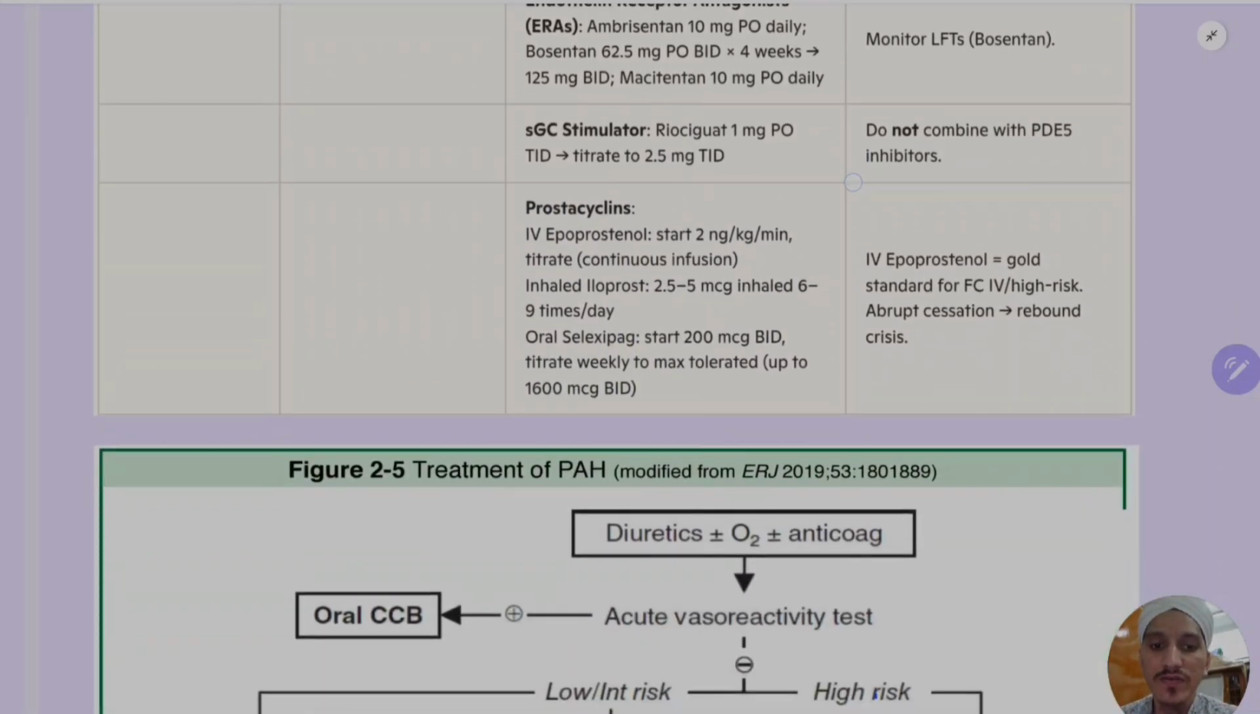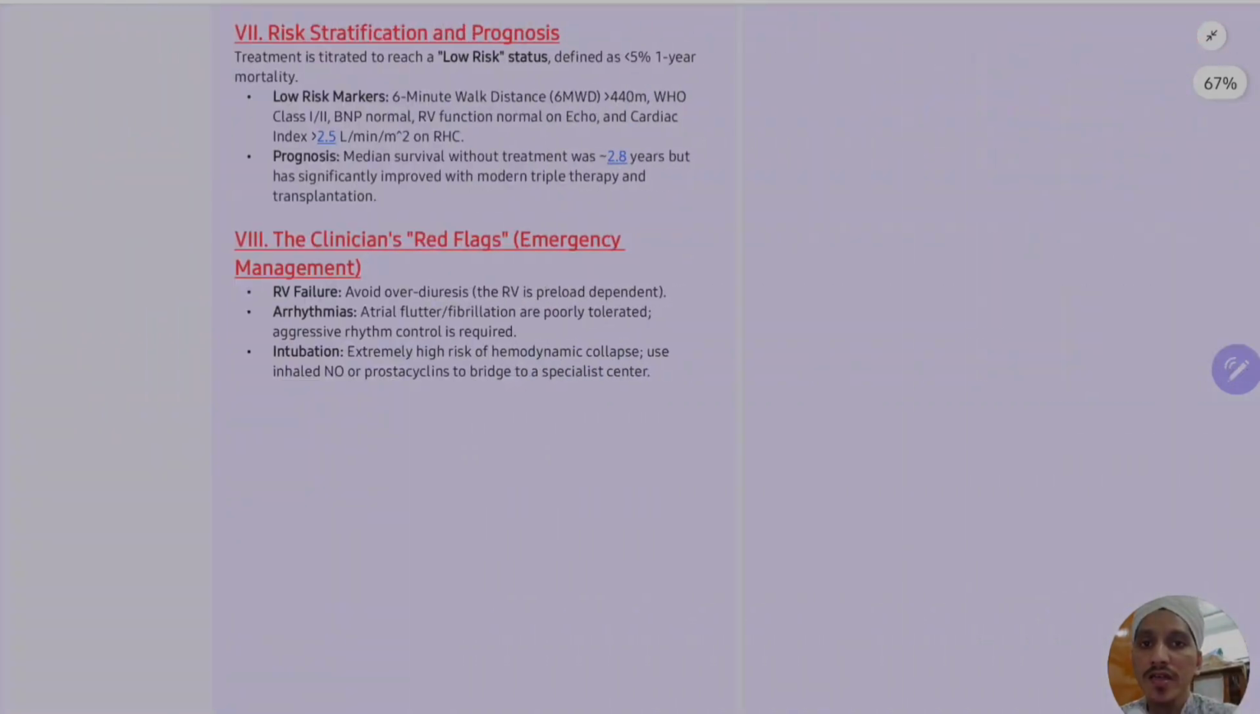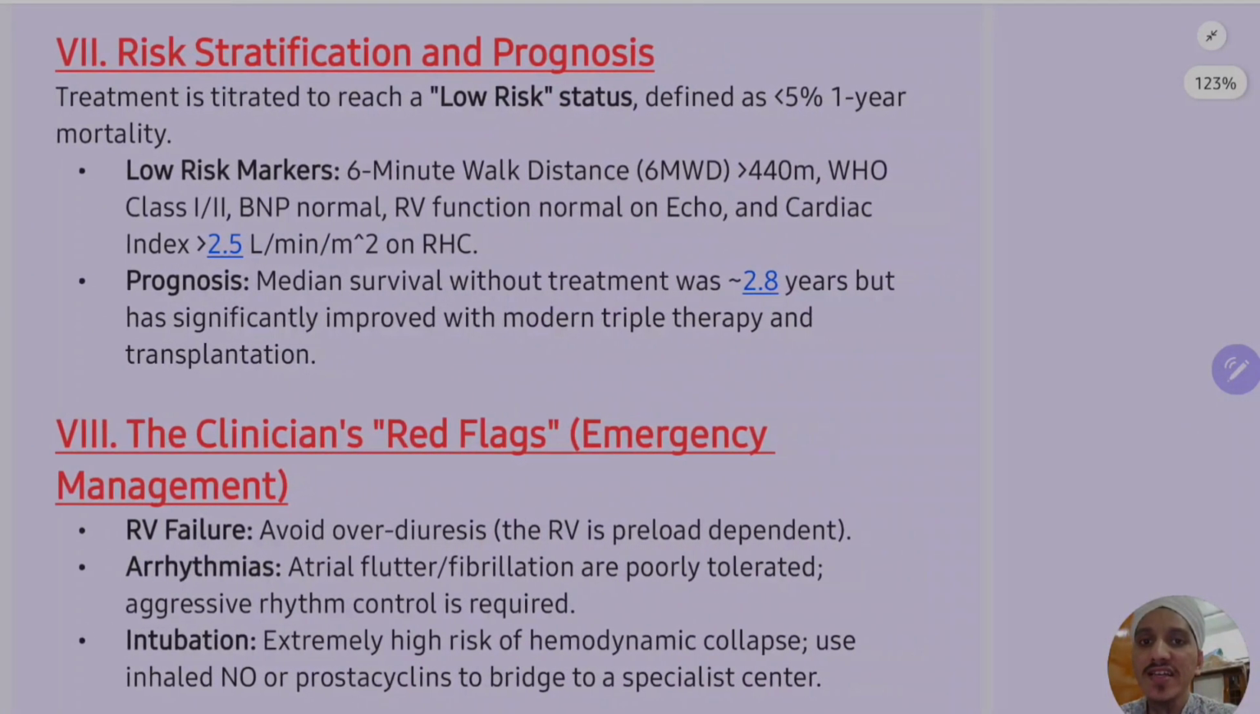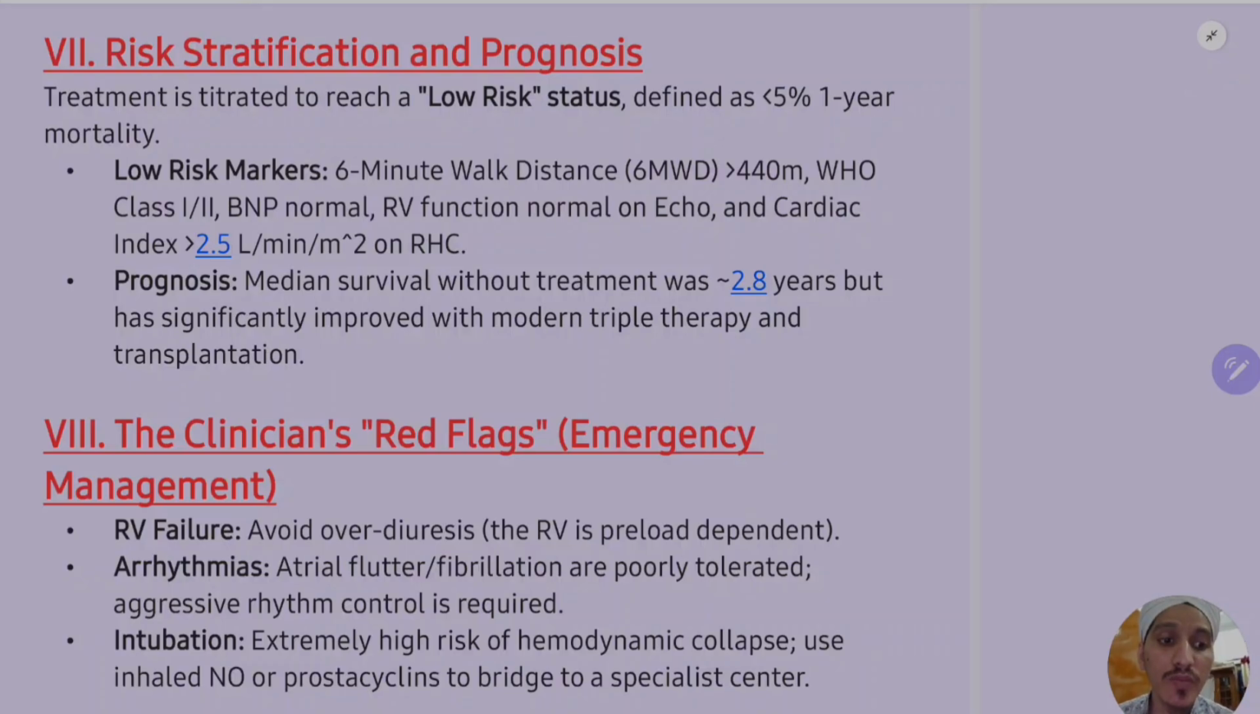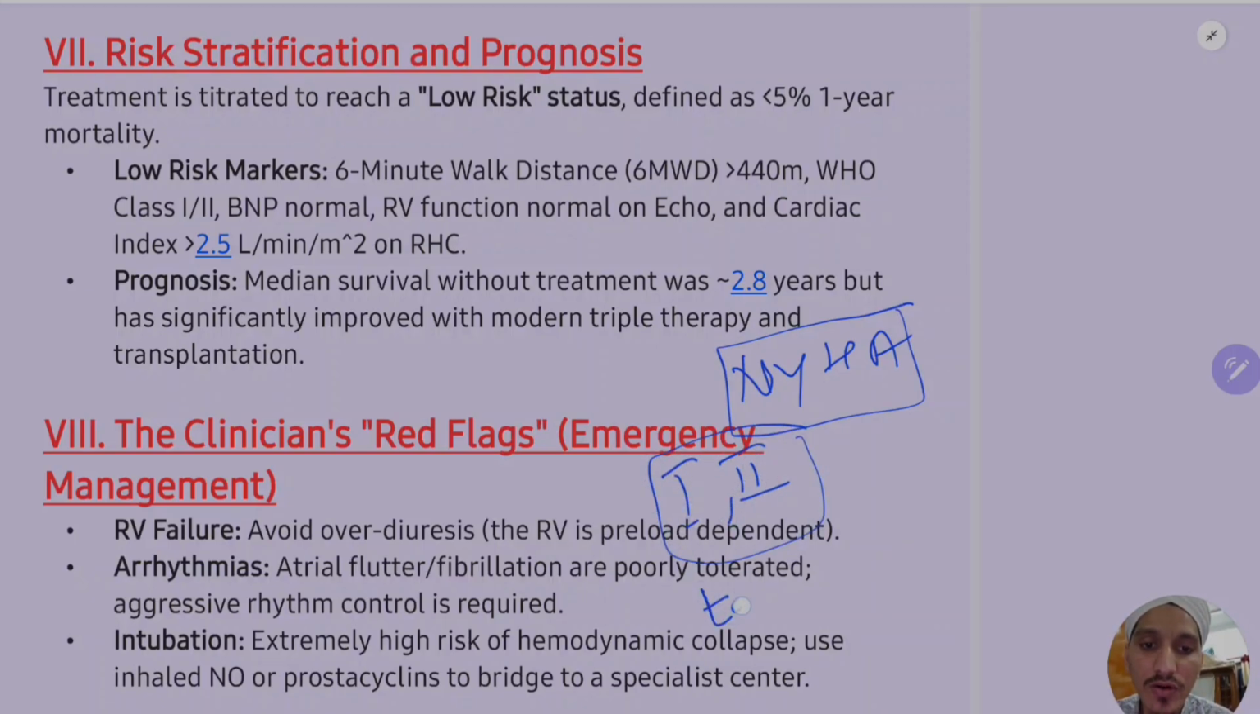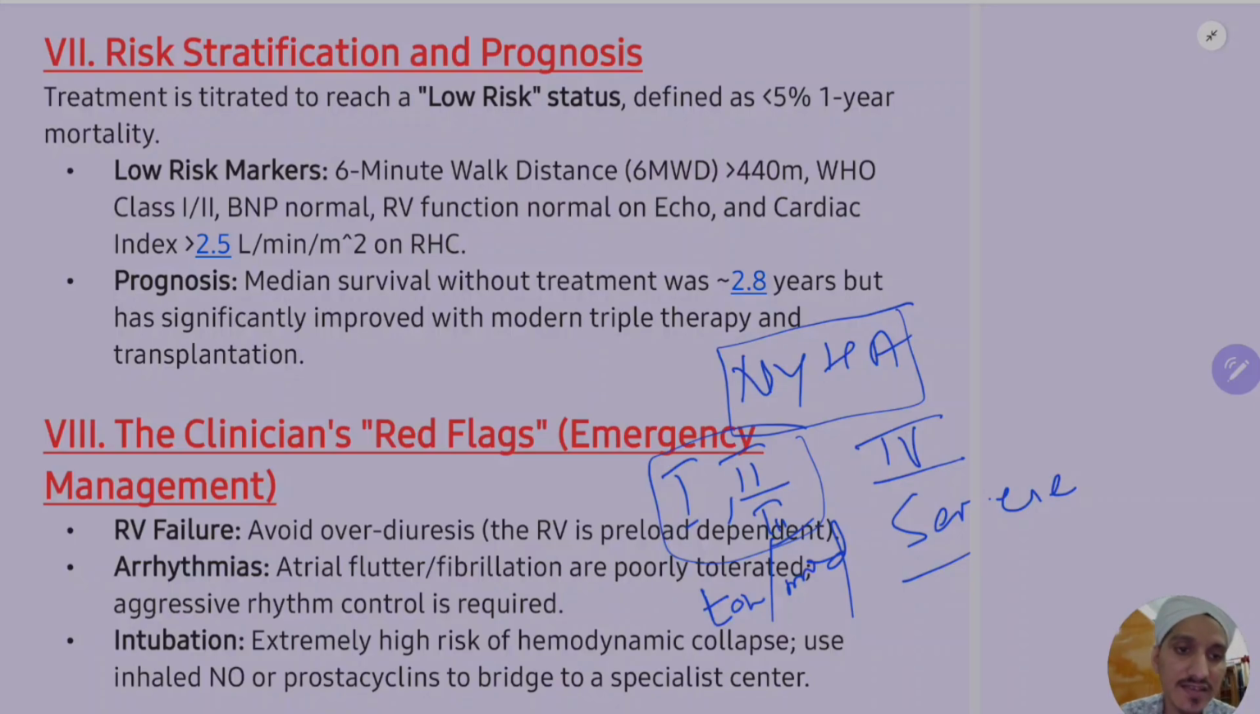So we are proceeding now to the end of this topic. How will you stratify the risk in patients who are having group 1 pulmonary arterial hypertension? You will use some markers to mark them as low risk. Or one more thing I want to say, use the NYHA classification, and if class 1 and 2 are there, consider them low to moderate risk. Up to 3 you can consider moderate risk, and for patients with class 4 you can consider them severe risk. Meaning even if at rest they are having breathlessness, then they are high risk.